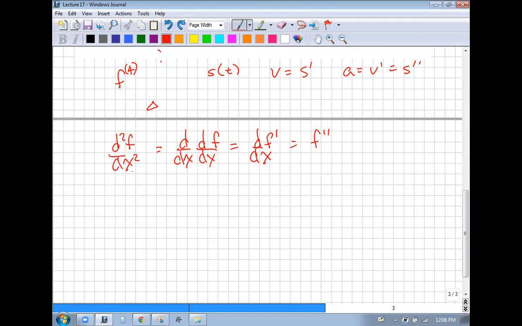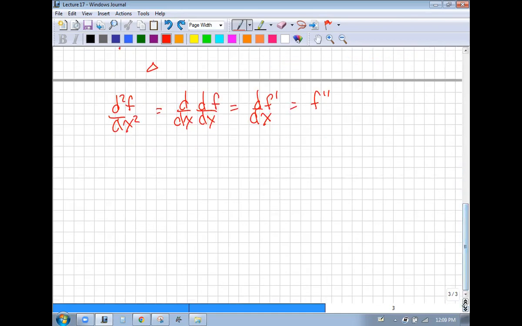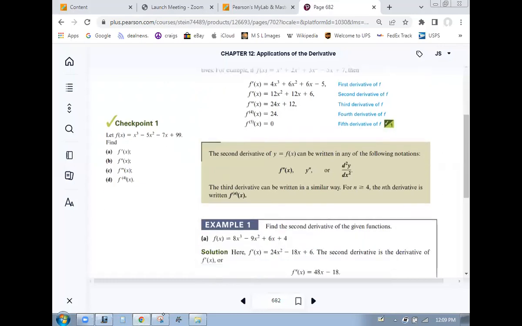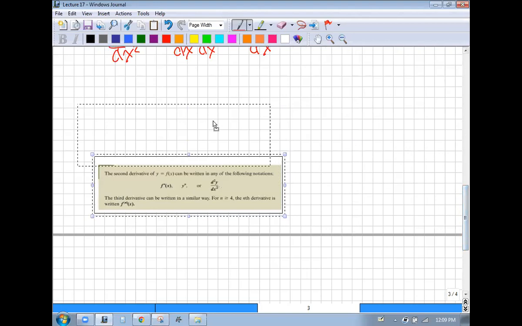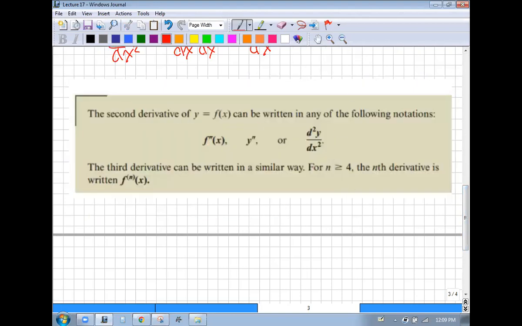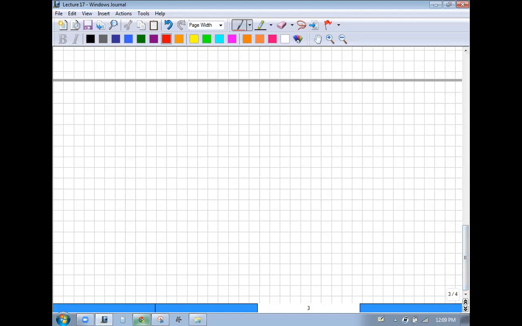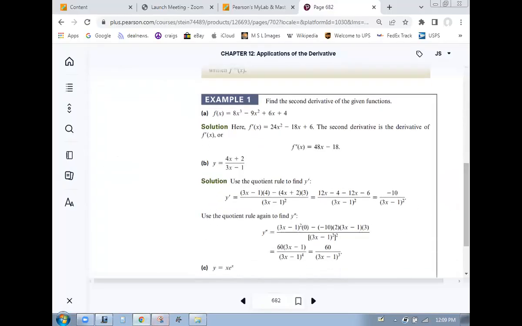So again, just notation. We run out of ways to write stuff, right? So eventually we have to start using context to interpret these symbols. All right, so a picture of that in the notes. We could talk about f double prime, y double prime, or d squared y dx squared. And for derivatives higher than the fourth, we just put parentheses around whatever derivative we're talking about. Okay. With example.